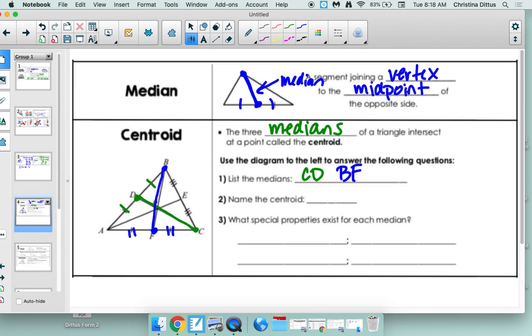And what's the last median? E and A. EA Sports. Exactly what I was thinking. Alright, where those three meet is this point that I've covered up on your paper. B, B, B.